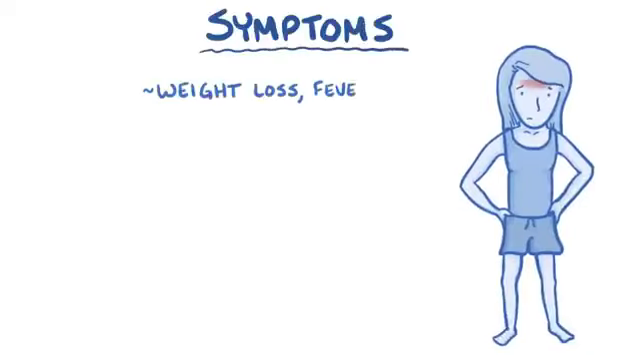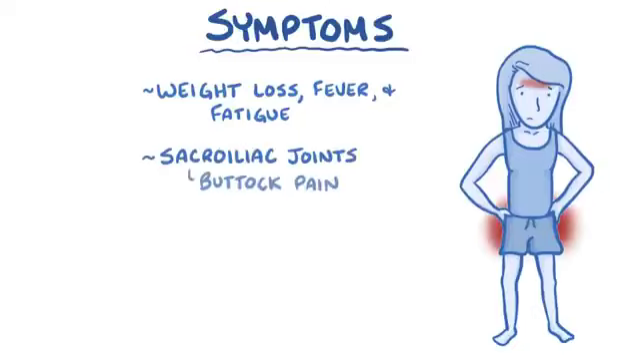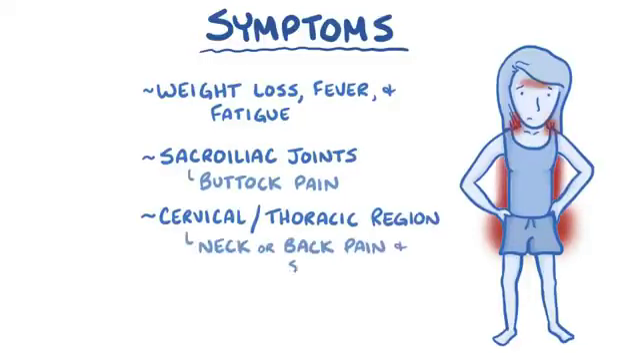Ankylosing spondylitis is a systemic inflammatory disease, so it can cause symptoms like weight loss, fevers, and fatigue. If ankylosing spondylitis affects the sacroiliac joints, it typically causes buttock pain. And if it affects the cervical or thoracic region, it can cause neck or back pain and stiffness. Because the ribs and vertebrae are involved in breathing, stiffness can cause shortness of breath.